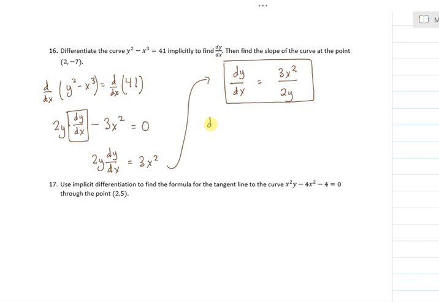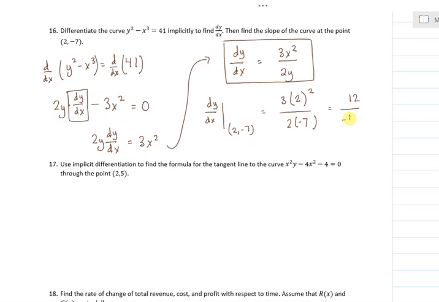Then to plug in 2, negative 7, this line means evaluated at, so 2, negative 7. I'm going to take the x, which is 2, and plug it in here. And the y, which is negative 7, and plug it in here. And that's going to give me 12. Well, that should be negative 7, not 17. 12 over negative 14, which is negative 6/7.